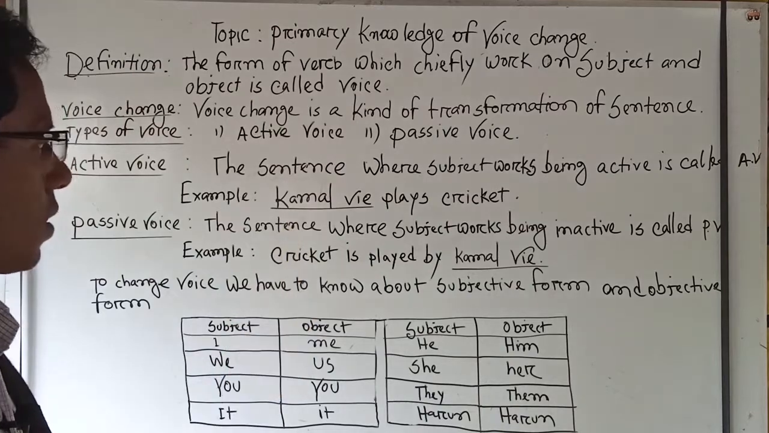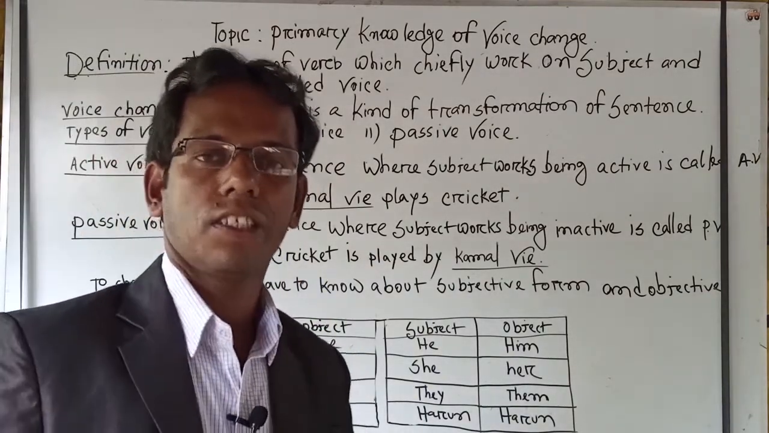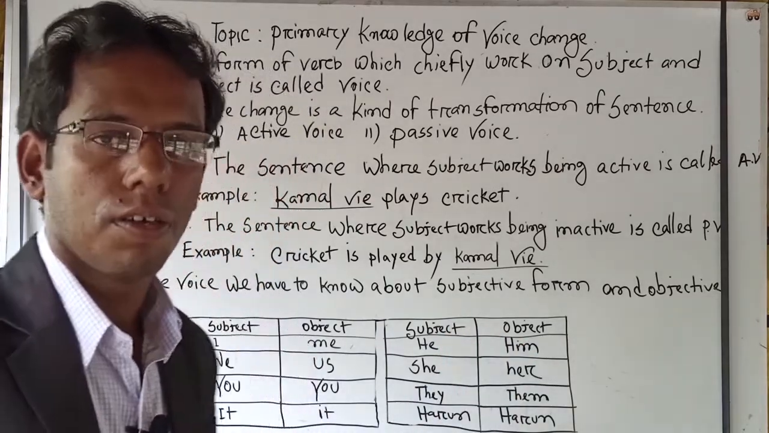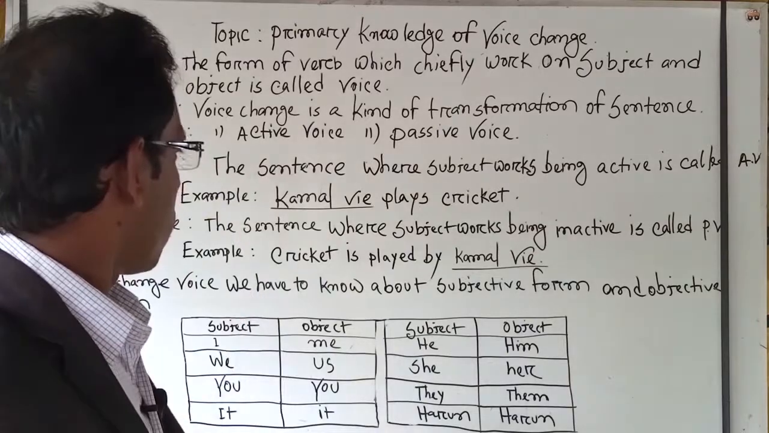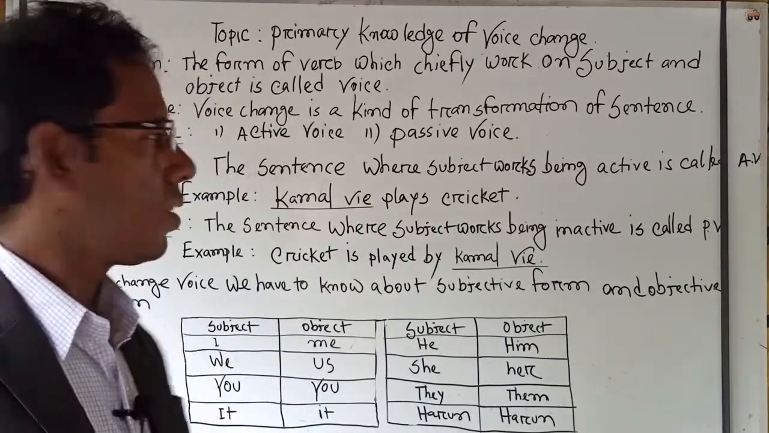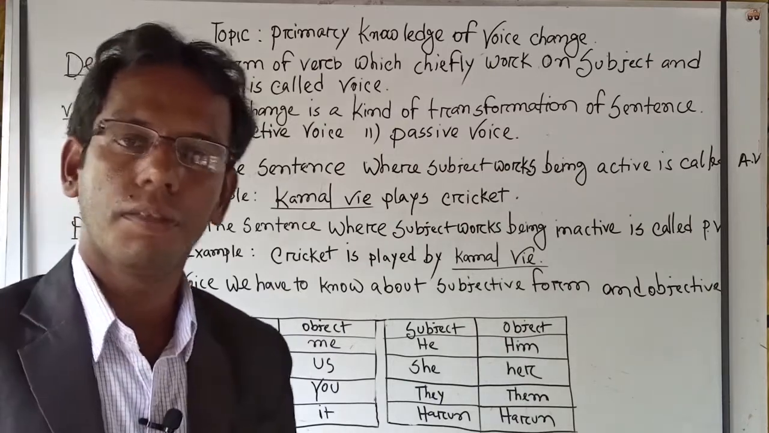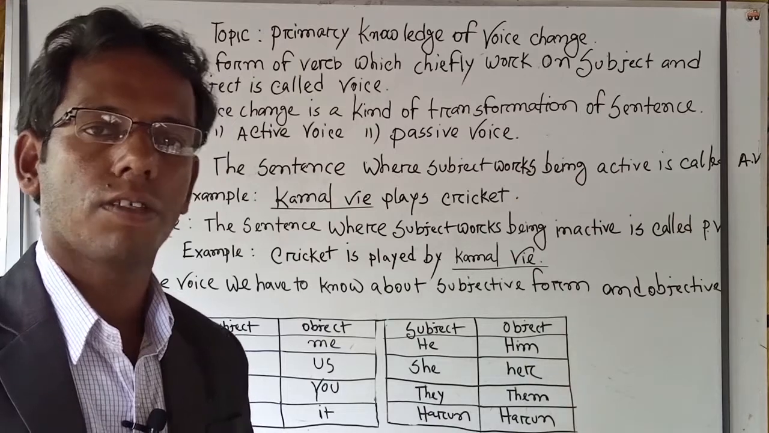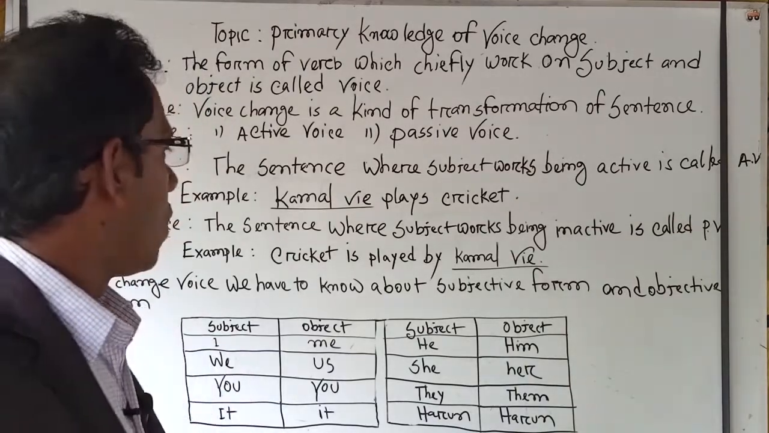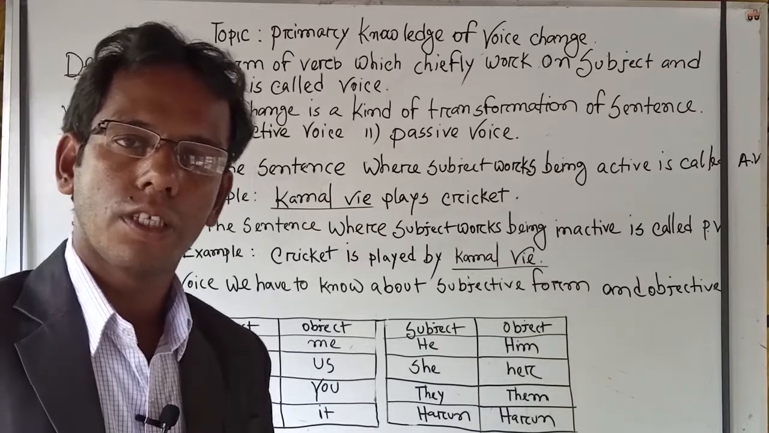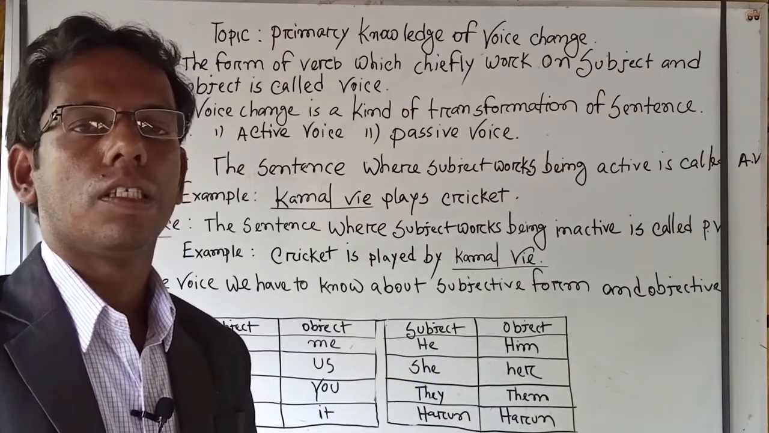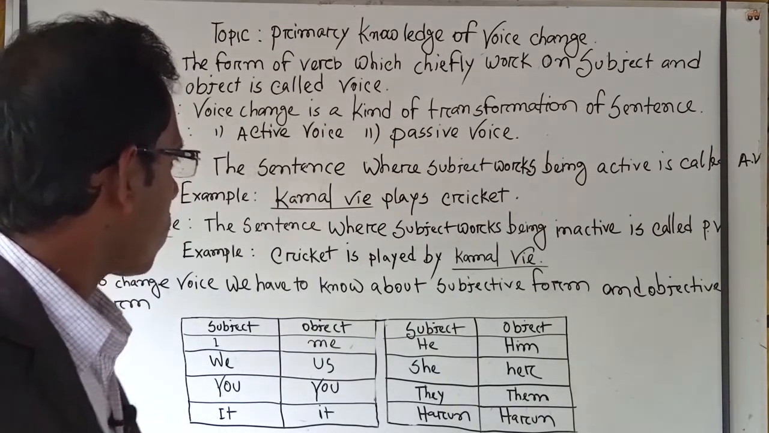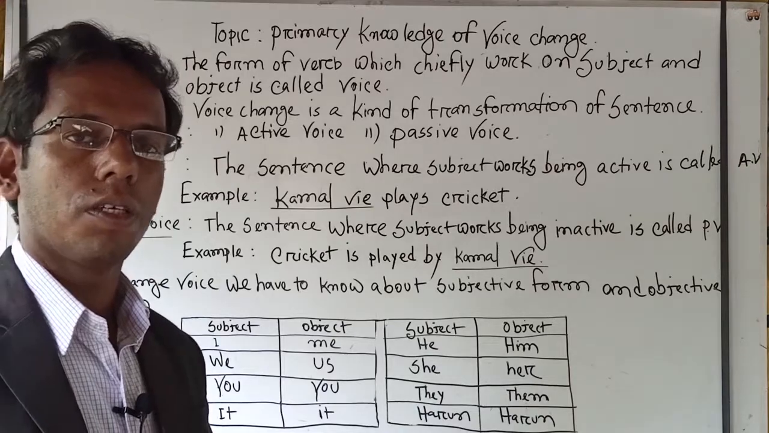Here we see that Kamal Bhai has been used at the last part of the sentence as an object. In our example of active voice, Kamal Bhai was used at the very beginning, but in passive voice, it is used at the last part of the sentence. So in active voice it is used as subject, but in passive voice it is used as object. So it will depend on the use of voice.